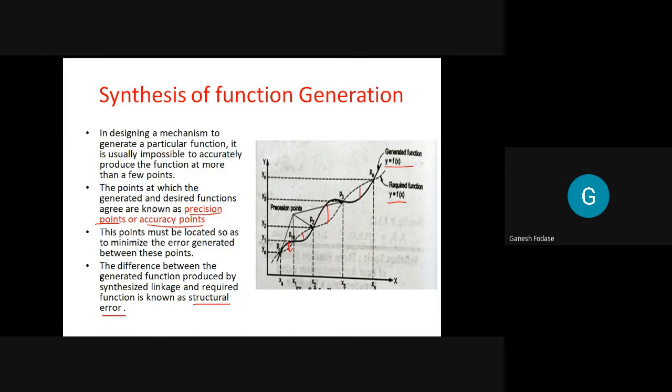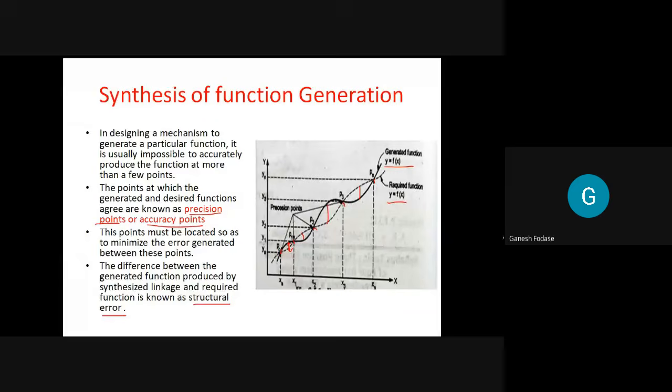The required path is y is equal to f of x, but the actual path is not the same, though it satisfies this graph at some points. So there is deviation between the required one and the actual one. But you can see at some points, let's say P0, P1, P2, P3, up to Pn, both graphs are matching. Our requirement and our actual case are matching at some points.